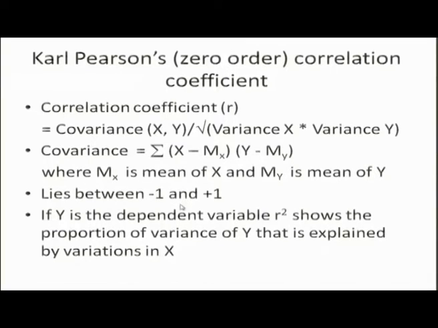The correlation coefficient lies between -1 and +1. The lowest possible value of correlation can be -1, the highest possible value can be +1, and if y is the dependent variable, r square shows the proportion of variance of y that is explained by variations in x. This statement helps you in interpreting the correlation coefficient.